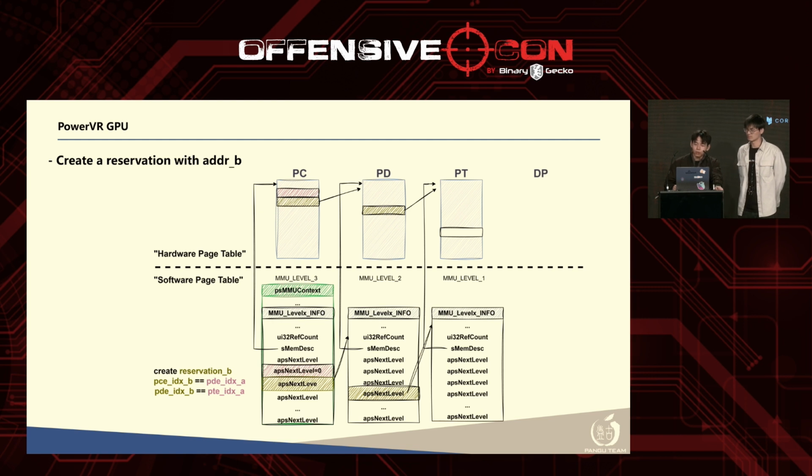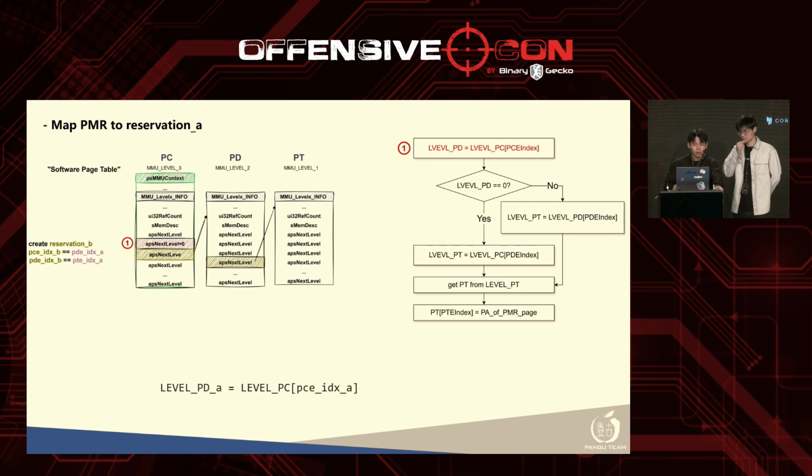To exploit this vulnerability, we allocate a reservation B that satisfies specific conditions below. This action sets the corresponding software and hardware page tables, which are later used to construct the final page table confusion. Next, we map a PMR to the address A. From the figure on the right, the level PD refers to the software page table at MMU level 2, and PDE refers to the hardware page table at MMU level 2.